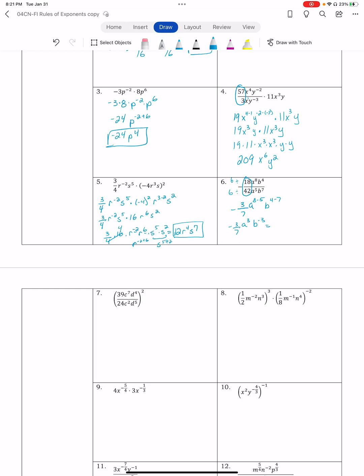Now, oftentimes we ask for these to be written with no negative exponents. So we send anything that has a negative exponent to the denominator, if it's in the denominator, into the numerator. So this is going to be negative 3/7. A stays in the numerator, but actually b goes in the denominator.